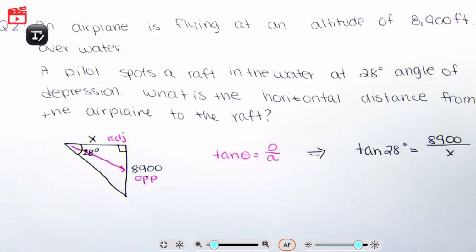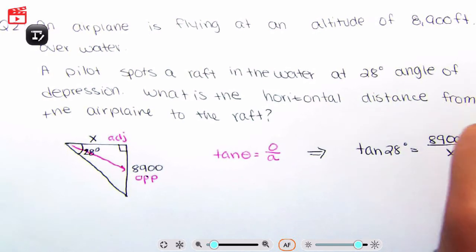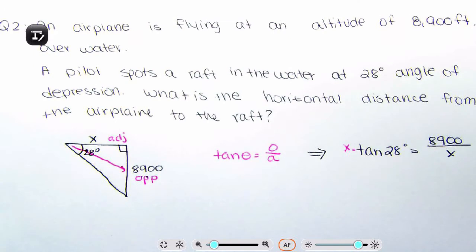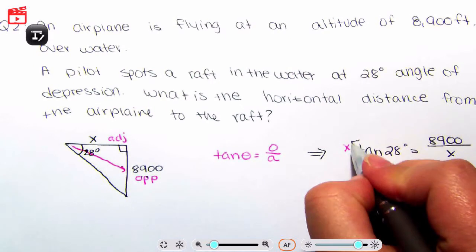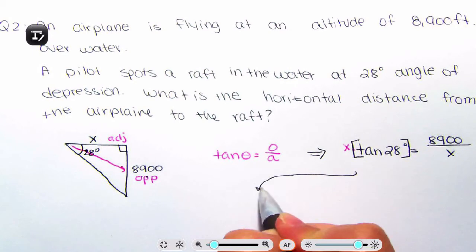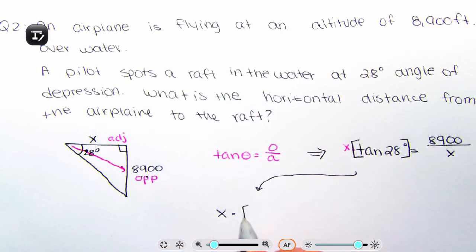Now, again, it is your choice either to use option number 1 or option number 2. You can make this tangent into a fraction, flip it, multiply this. Or if you want, you can just multiply by x both sides and then divide by your tangent. Now, make sure that you understand that tangent of a number, that is a value. You can't remove the tangent. You can't remove the 28 separately. So what we have here is we have x times our tangent of 28 is equal to 8,900.